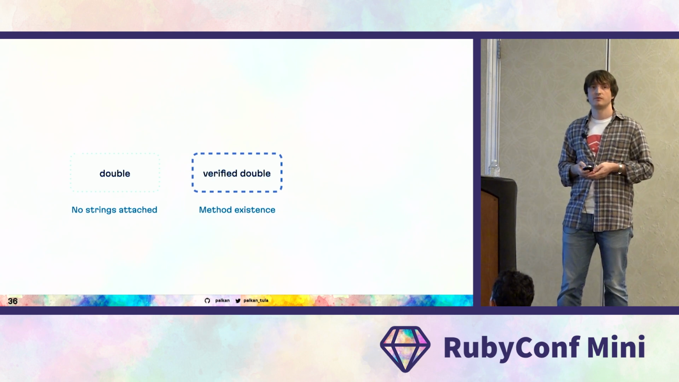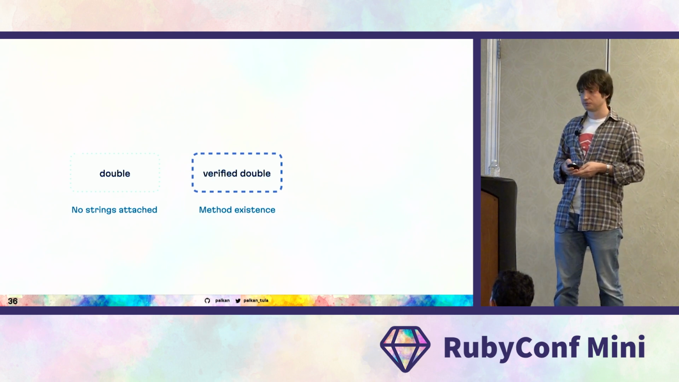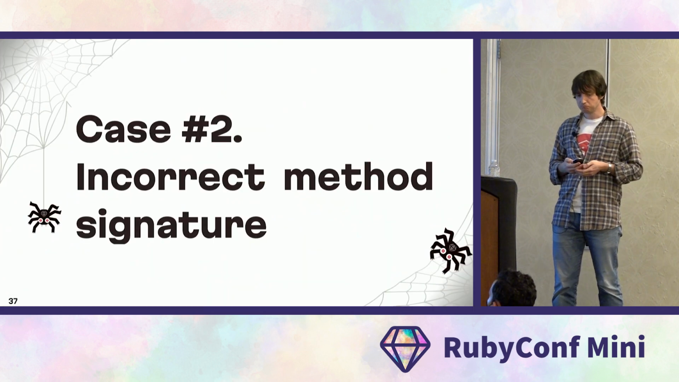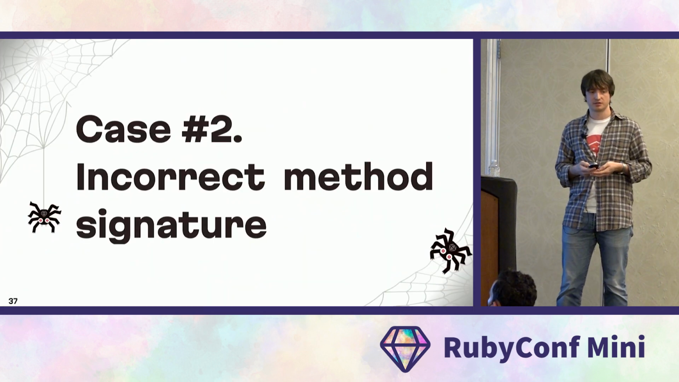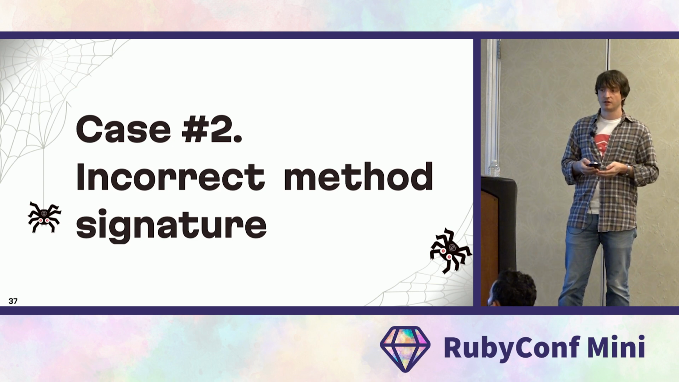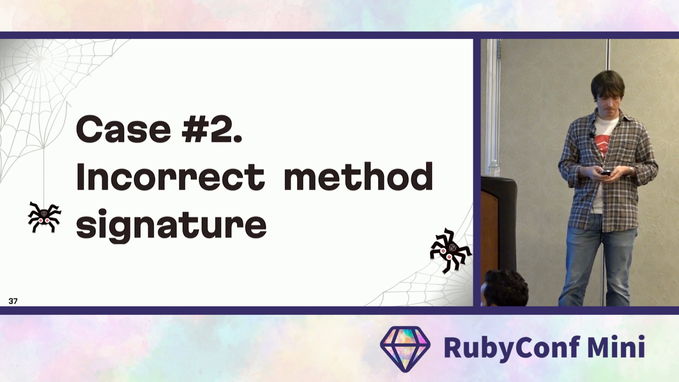But that's not the only thing it takes care of. It also helps with some other false positives. For example, when the method signature is not valid, when we call methods that exist, but we pass arguments that are not acceptable by this method.